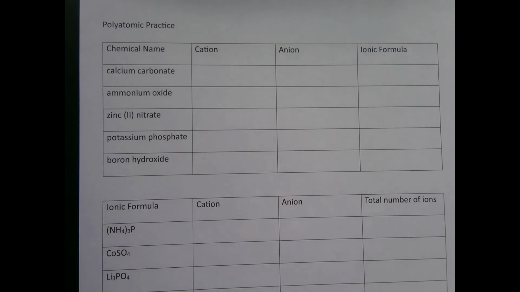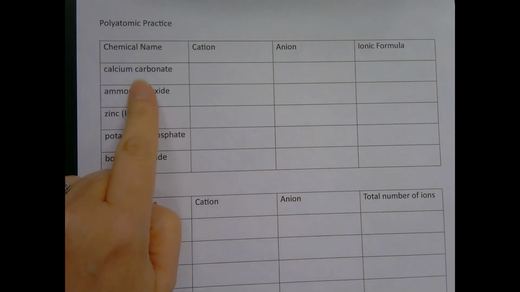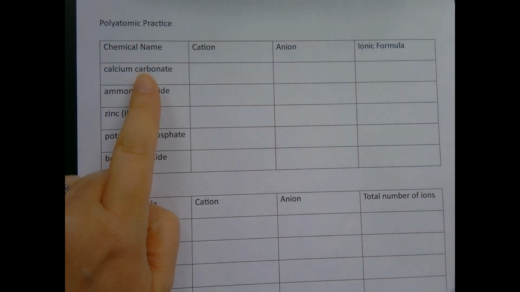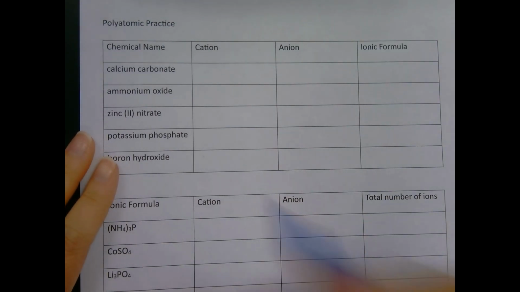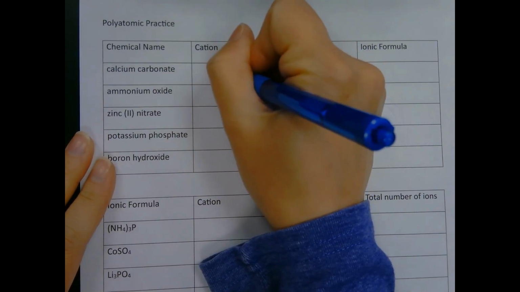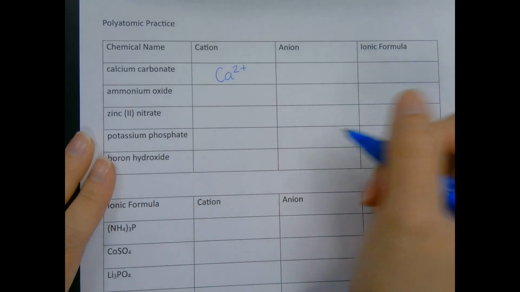All right, let's go ahead and look at some polyatomic practice where we've got polyatomic ions in our ionic formulas. So the first thing we're going to do is take the chemical name, write the cation, the anion, and turn that into our ionic formula. So calcium carbonate. Okay, well, we know calcium already. That one we're familiar with. Calcium is Ca. It's in group 2A, which means it always has a 2+ charge.